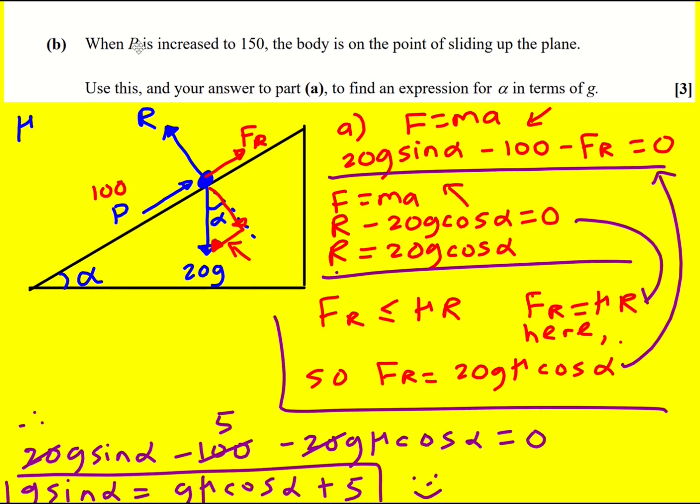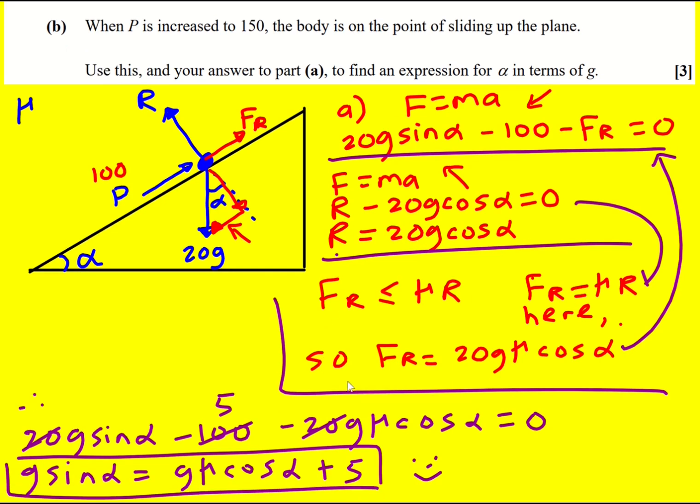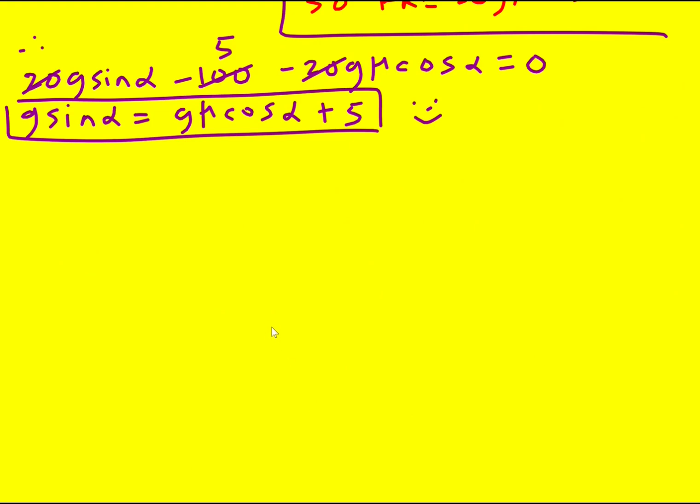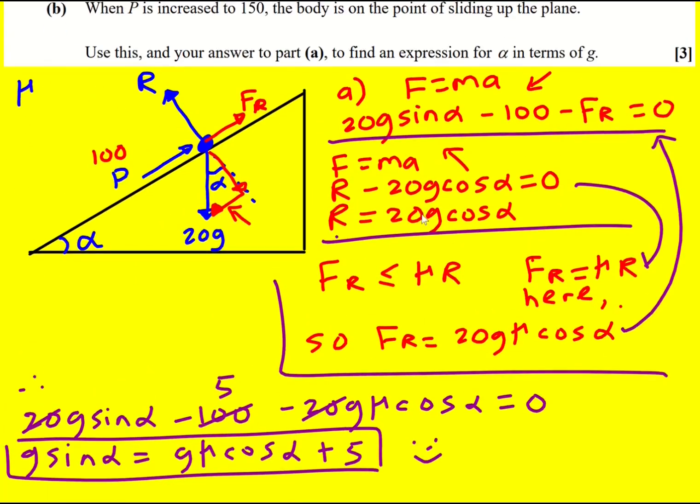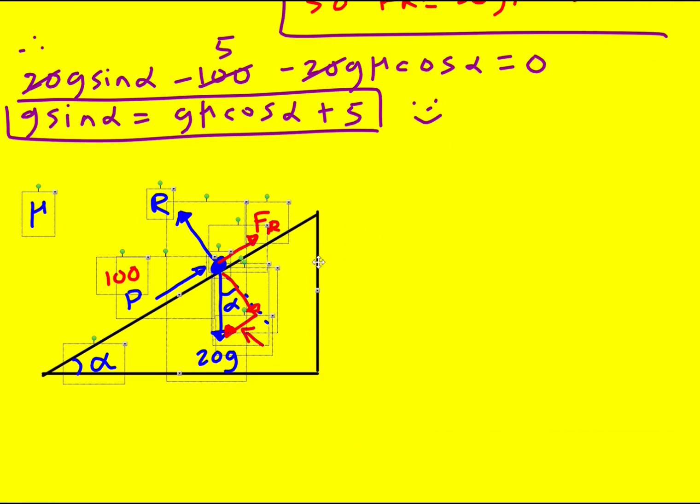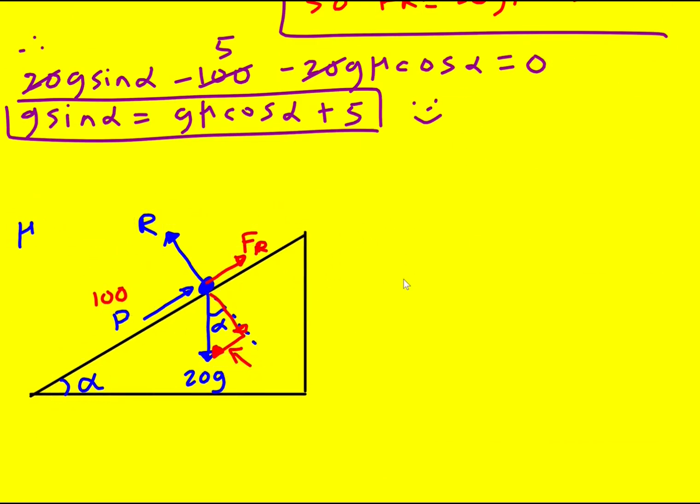Right, in part B, it says P is increased to 150, and then it's on the point of sliding up the plane. Use this and the answer to A, find the acceleration, sorry, alpha in terms of g. Acceleration is still 0. So here's my diagram, but now it's about to move up the plane. So the frictional force is again going to oppose motion. P is now 150. Friction is going to go this way.